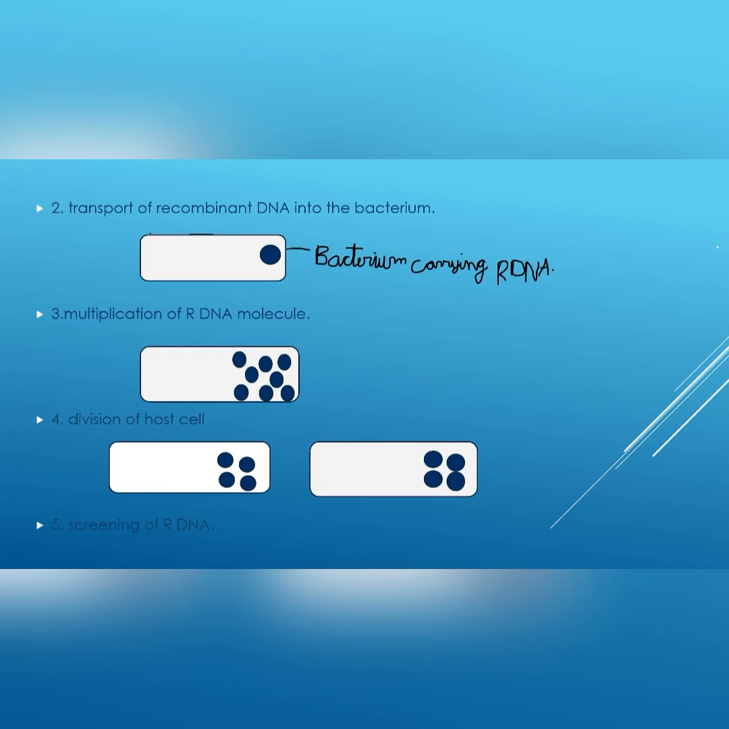And the third step involves multiplication of the recombinant DNA molecule. Within the host cell, the vector multiplies, producing numerous identical copies, not only of itself but also of the gene that it carries.